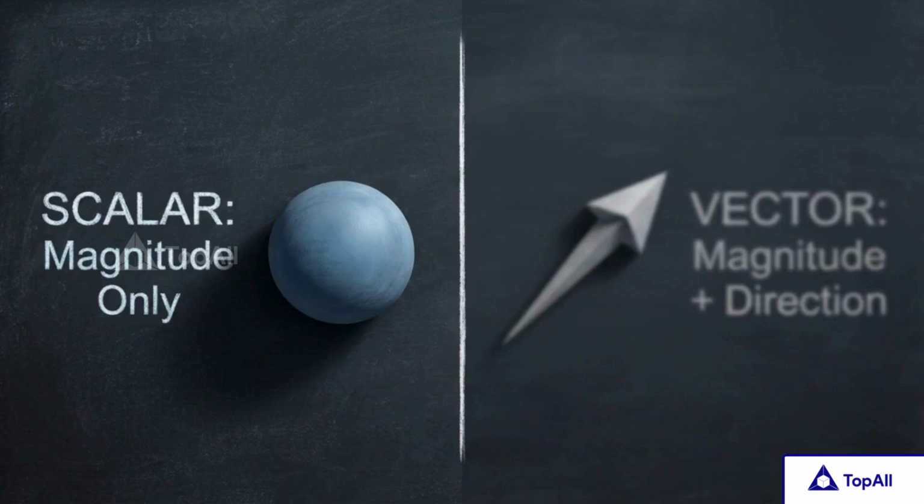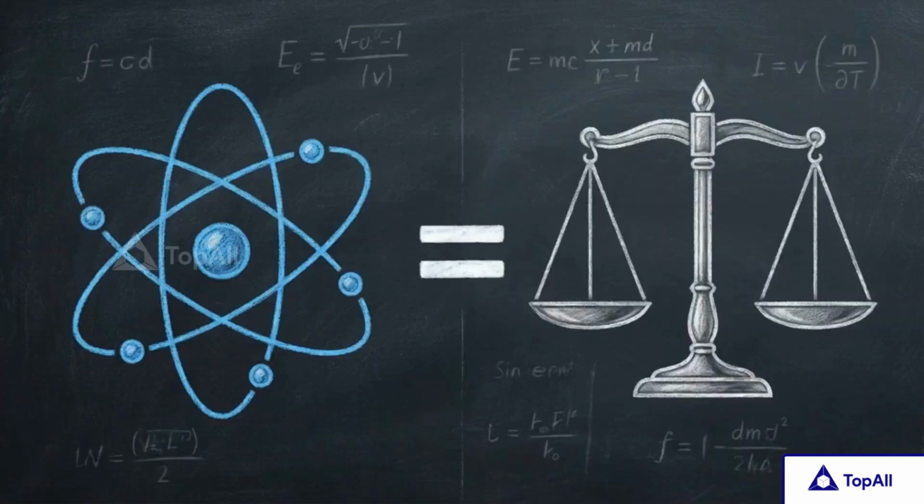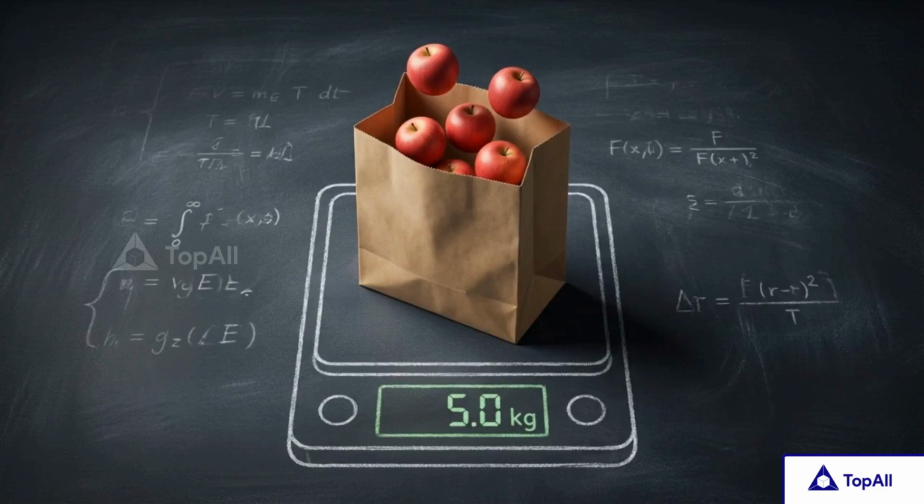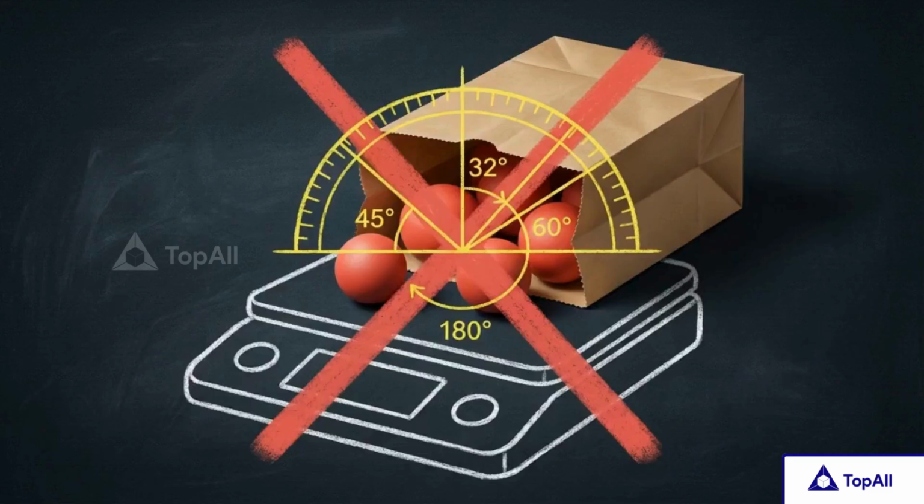Charge is a scalar quantity. It possesses magnitude, a size or amount, but it has no directional component. This makes charge mathematically identical to mass. When you add apples to a bag, you sum their weights. You don't calculate the angles they're resting at.